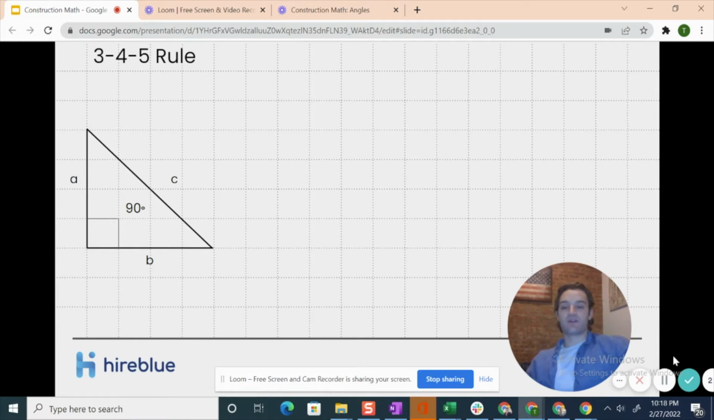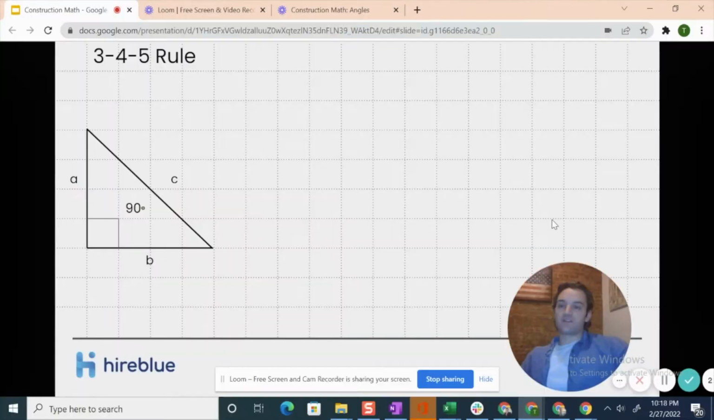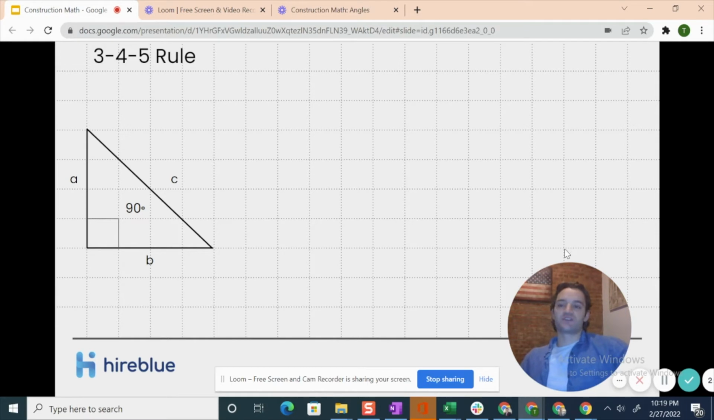Okay, so now we're going to cover the 3-4-5 rule, which is a characteristic that applies to right triangles. So right triangles are commonly used in construction for designing layouts and building foundations. Typically, we label the sides of a right triangle, as I said, as A, B, and C, and the hypotenuse is always opposite to the right angle, the right angle being 90 degrees.